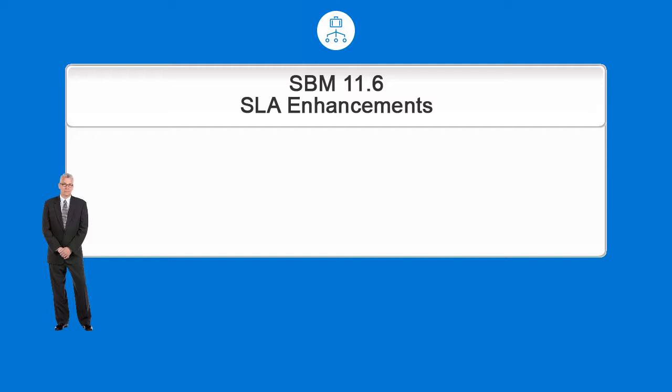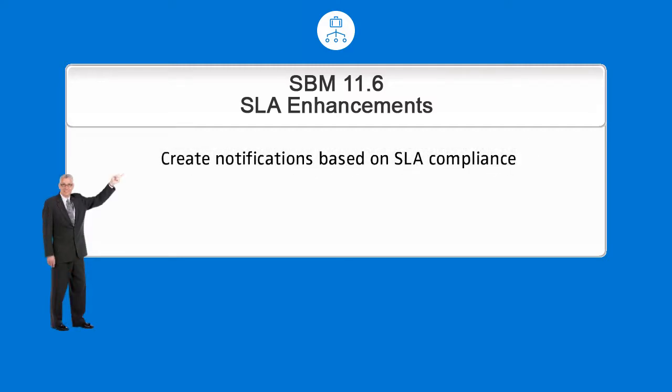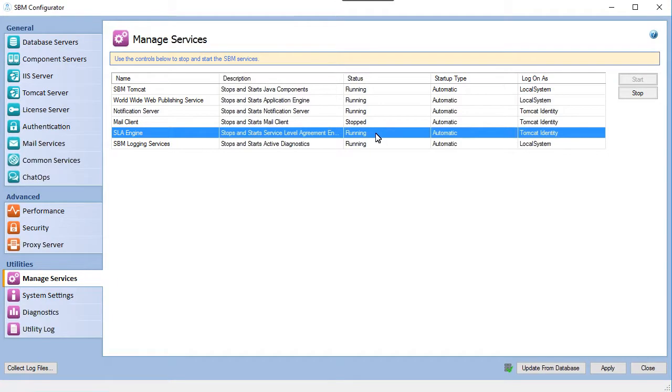Let's look at some enhancements to service level agreements available with Solutions Business Manager 11.6. Now, you can create notifications based on SLA compliance, and you can create custom SLA reports. To look at these features, let's first verify that the SLA Engine is running. We can see this from SBM Configurator. Looks like we are good to go.